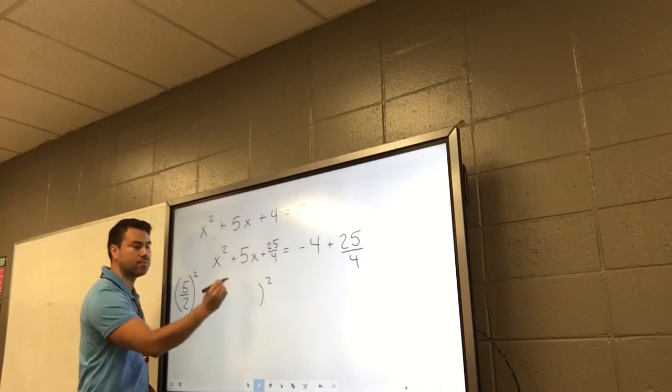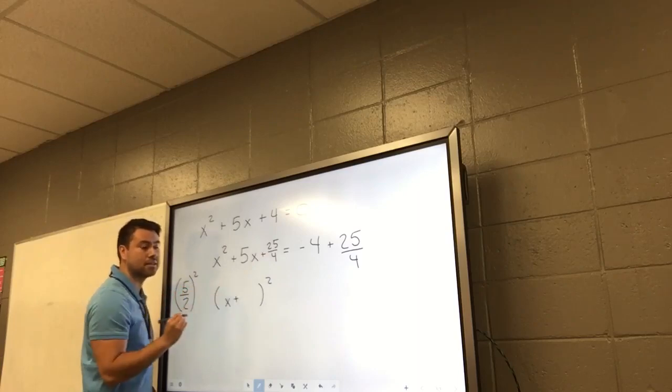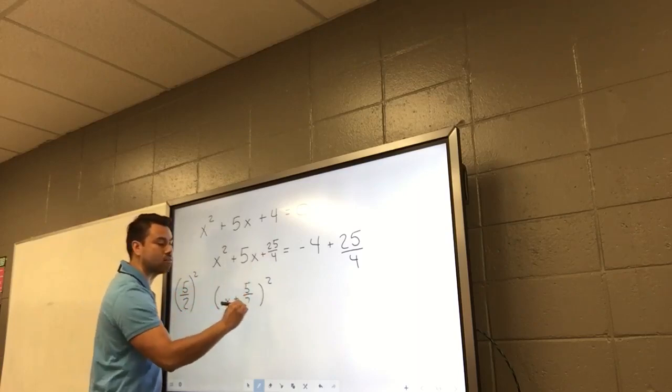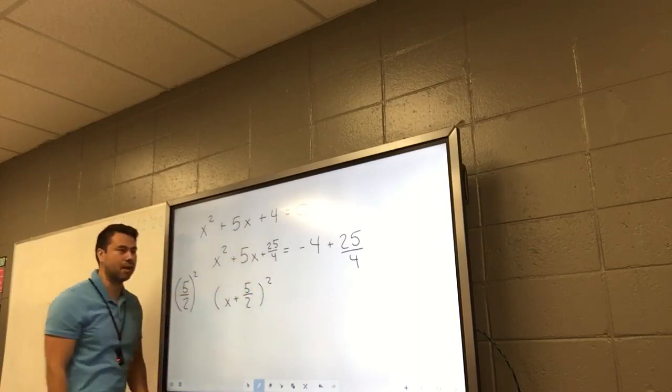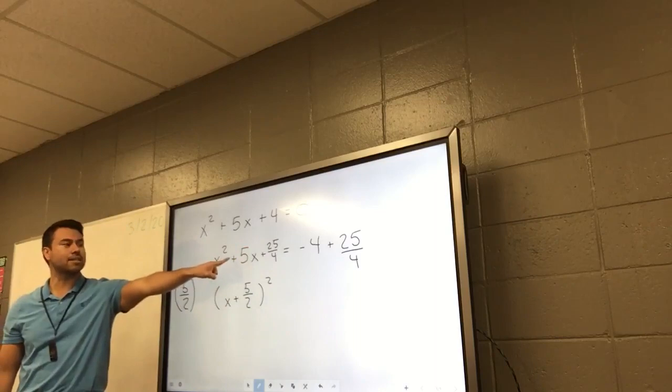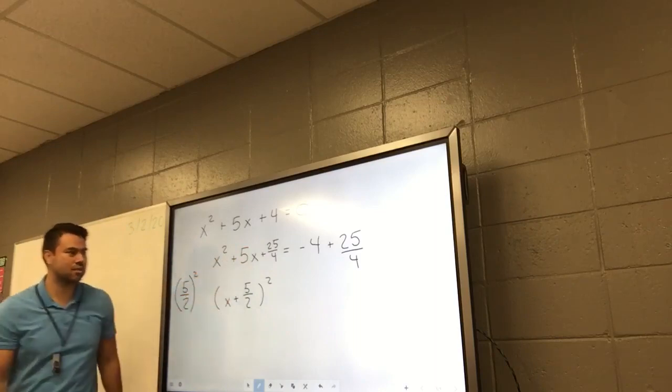So what goes in here? X plus 5 halves. So square root of that, and it's plus because that's a positive sign. If this were a minus sign, that's a minus sign. So that's where you get there.